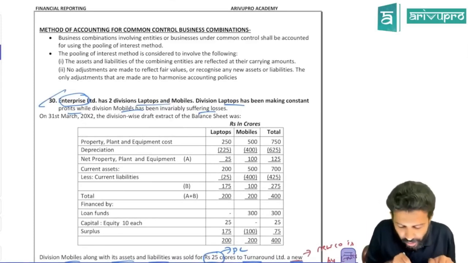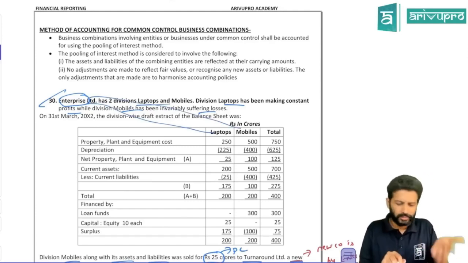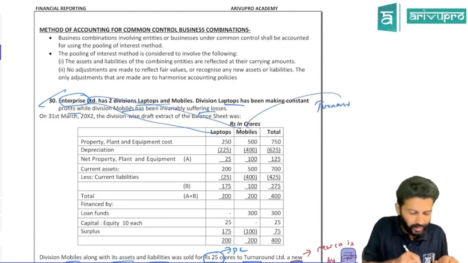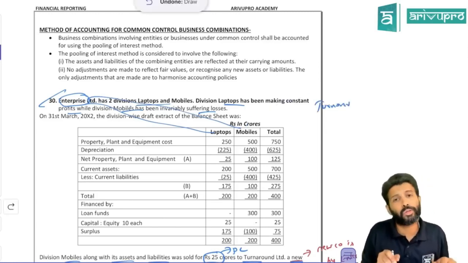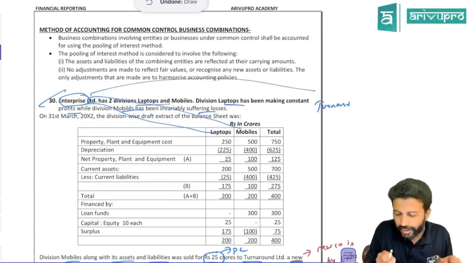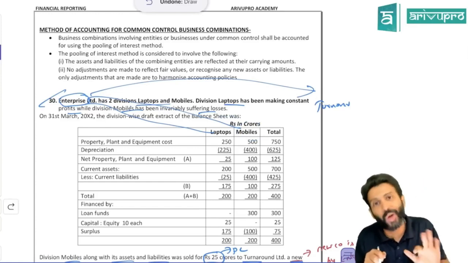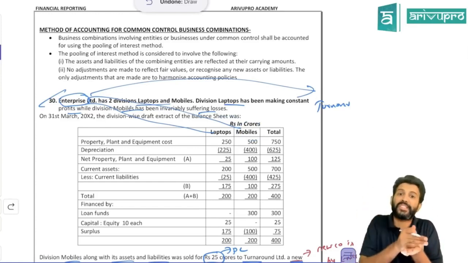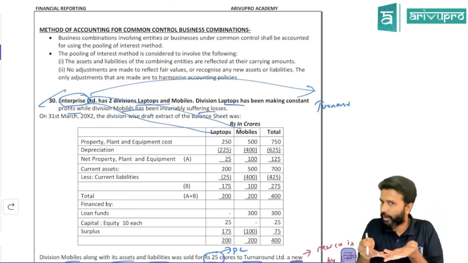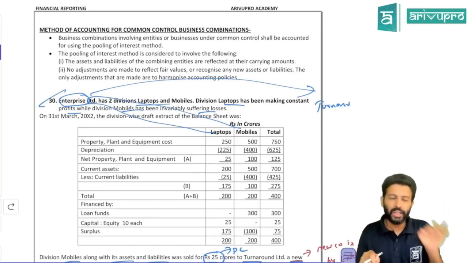Sir, earlier, who was controlling the laptop division and the mobile division? The company only was controlling both divisions. Now there is another company, Turnaround Limited, which acquired this mobile division. And who controls Turnaround Limited? All the shares of Turnaround Limited are held by Enterprise. That means Enterprise indirectly controls this mobile division now also. Correct. So this is your division sale under a common control transaction. Even before the business combination, Enterprise was controlling the mobile division, and even after, Enterprise is still controlling it.